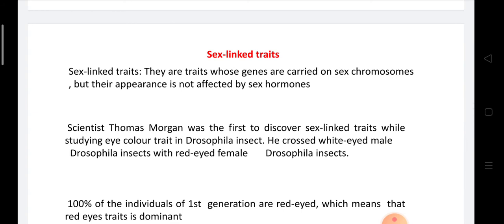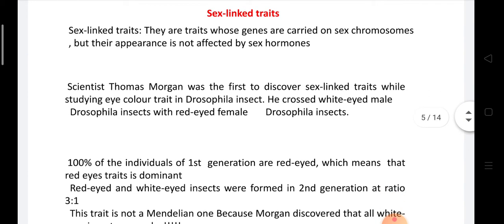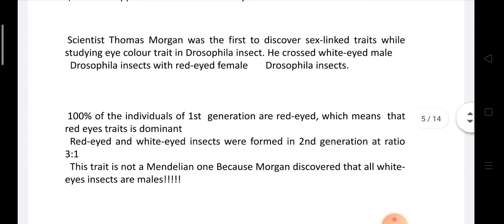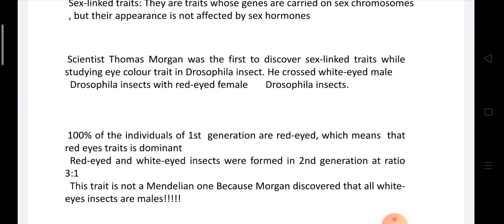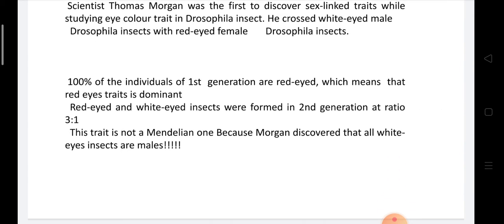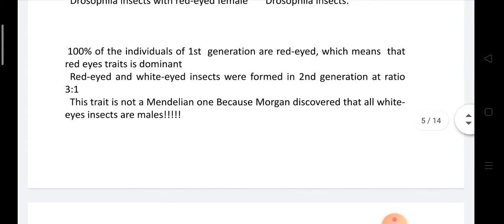Another trait is called sex-linked traits, and these traits have their genes carried on sex chromosomes, especially the X chromosome, and the first one to discover these linked traits was Thomas Morgan in Drosophila flies. He noted that female carried red eyes while male carried white eyes. 100% of individuals in the first generation appeared with red eyes. That means red eyes is a dominant character. Red-eyed and white-eyed insects appeared in the second generation in a ratio of 3 to 1.